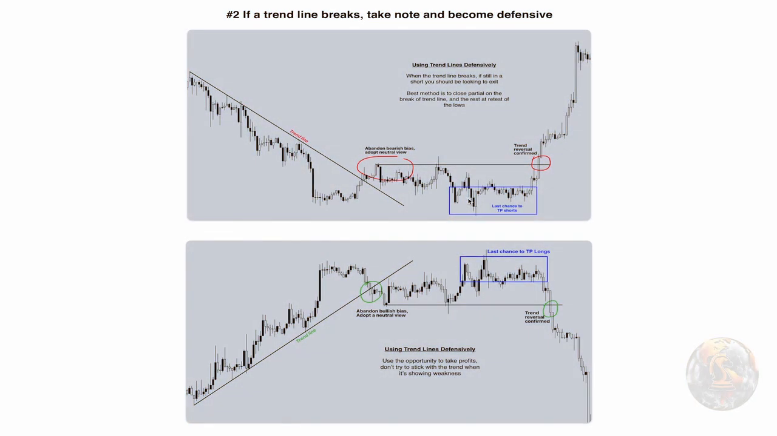Simple rule. Rule number 2, if a trend line breaks, you want to take note of it and become defensive. What does that mean? This is a very, very useful way of managing your trades live. So if you're in a trade, let's say you're in a short that's in profit, or you're in a long that's in profit, trend line breaks can give you great entries and exits. So defensively using trend lines.